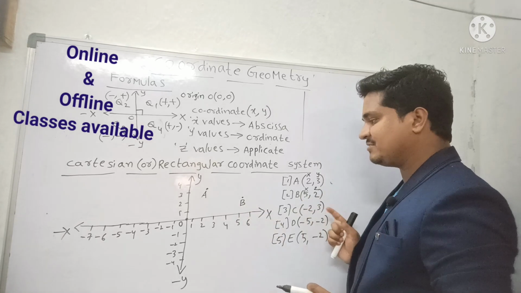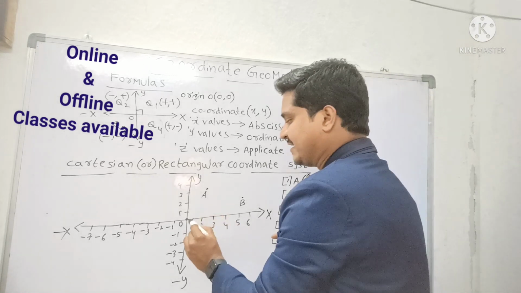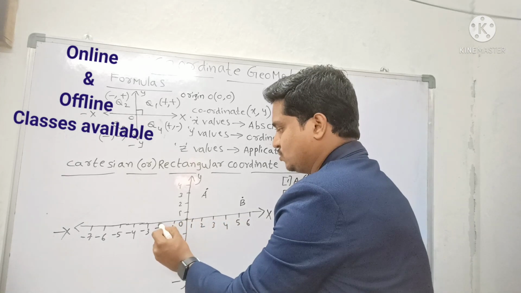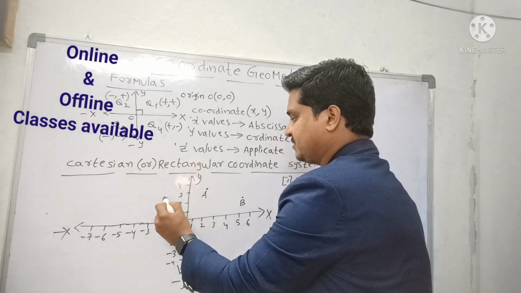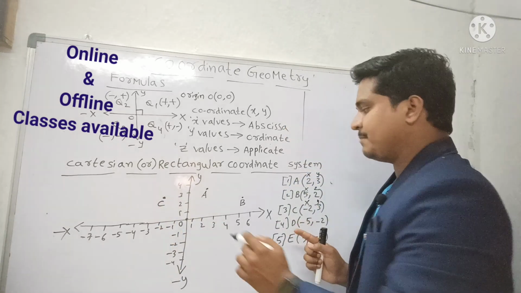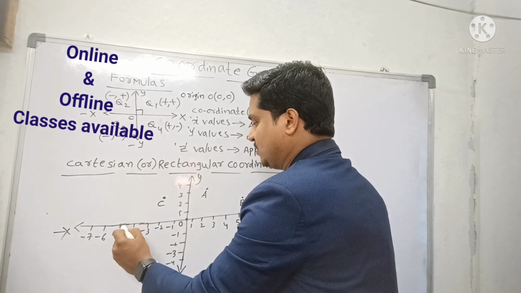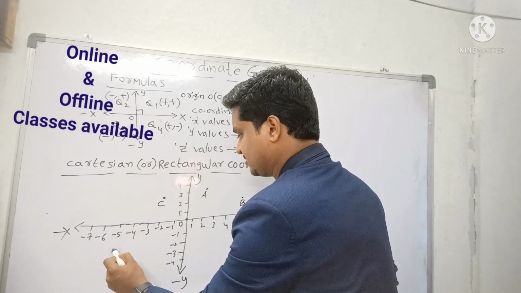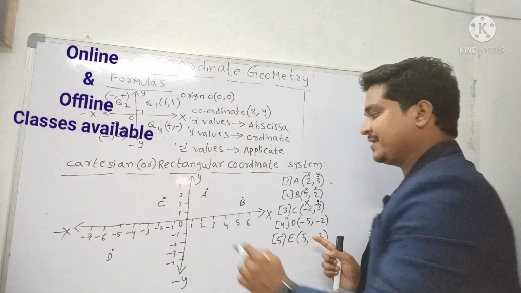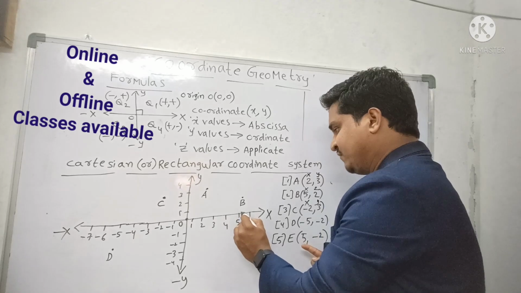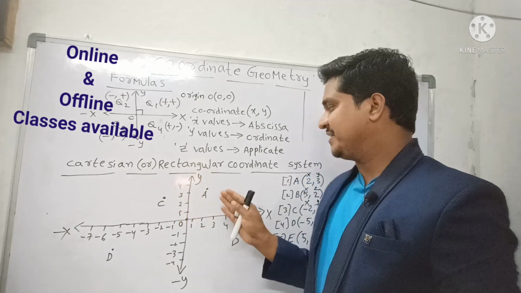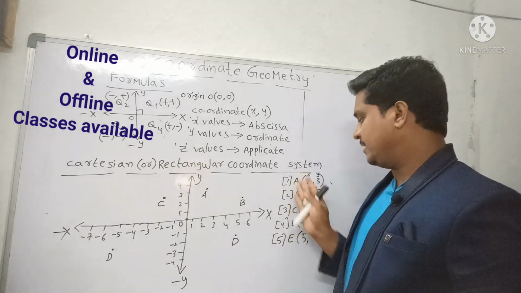Next, C is minus 2 comma 3: x value minus 2, y value 3. So you can represent the C point here. Next, minus 5 comma minus 2 is the D point: x value minus 5, y value minus 2. You need to represent it here. This is the D point. To represent the E point, 5 comma minus 2, the x value will be 5 and the y value will be minus 2. So on the Cartesian system, we can represent the coordinates A, B, C, D, E.